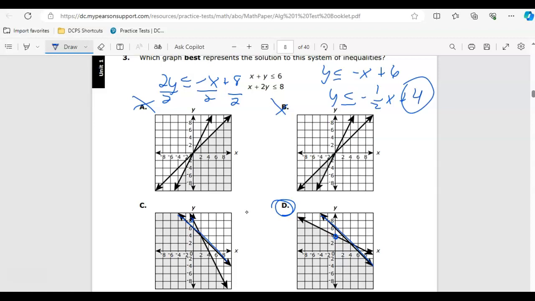This one is more focused on which line should I be looking at, right? Which one represents this line the best? And that key point there is that you need to divide by 2, which makes our y-intercept 4 instead of 8.